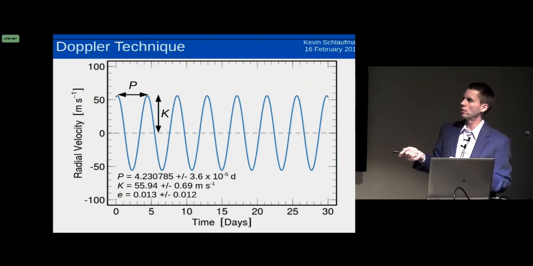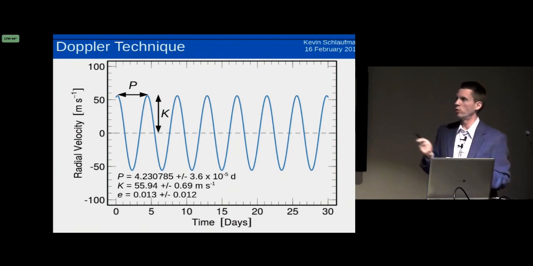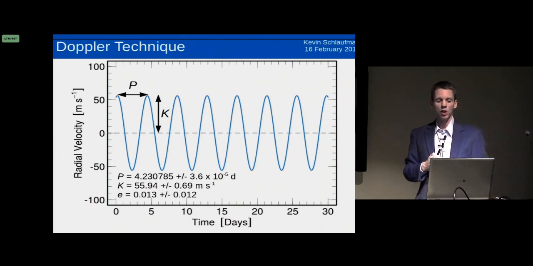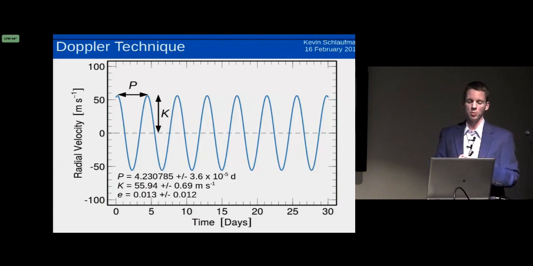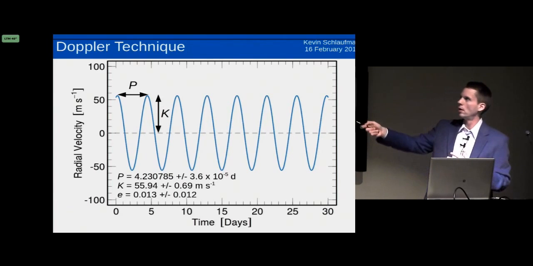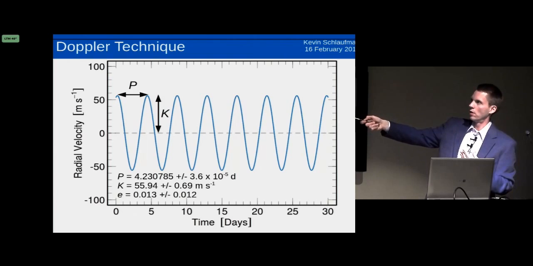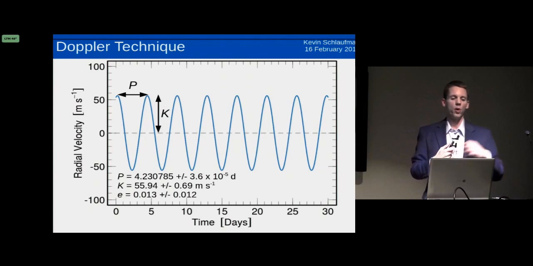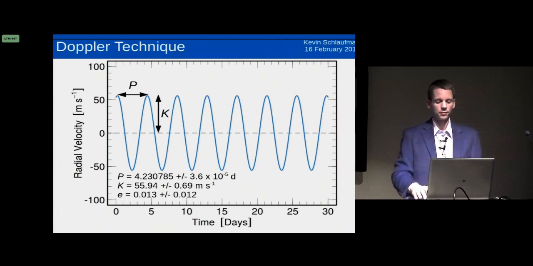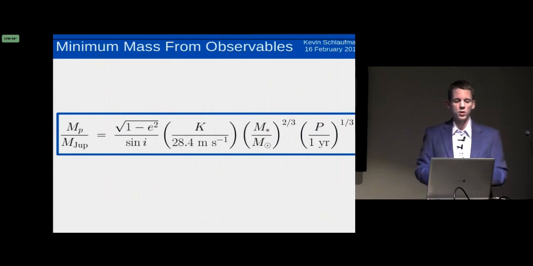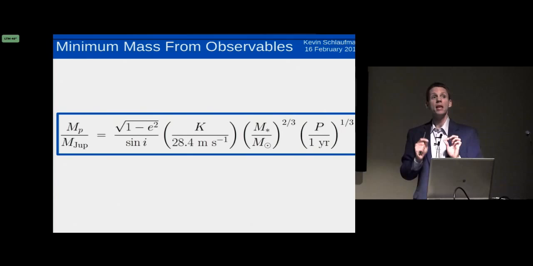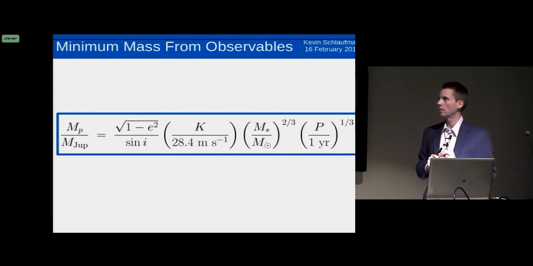Because the orbit is circular, the eccentricity is close to 0. If the eccentricity was significantly non-zero, this curve would be analytically intractable. It would require a numerical calculation to actually calculate and plot. But you can fit these curves to actually calculate this eccentricity. And then the other observable is this semi-amplitude, basically the size of the oscillation imparted on the star by the orbit of the planet. And from those observables, one can infer a minimum mass of a planetary system using the Doppler technique.